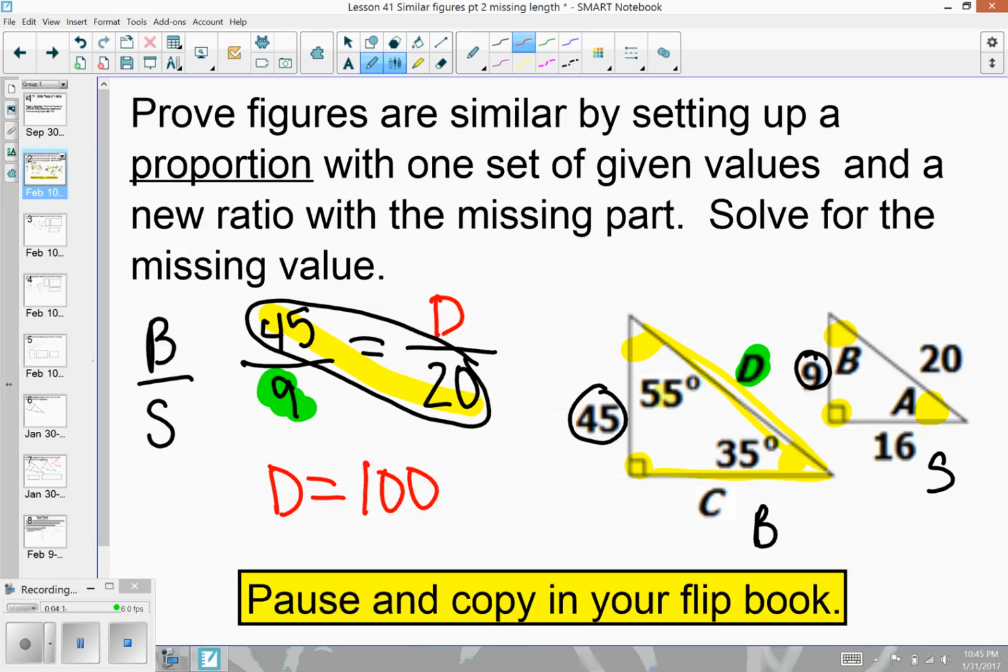Okay, very interesting. Go ahead and pause the video and copy the definition, the work, and the shapes, all of this information that you see on the screen, into your math notebook.